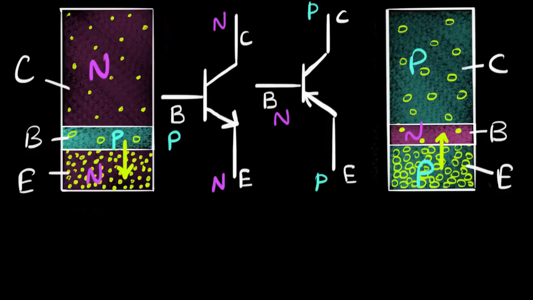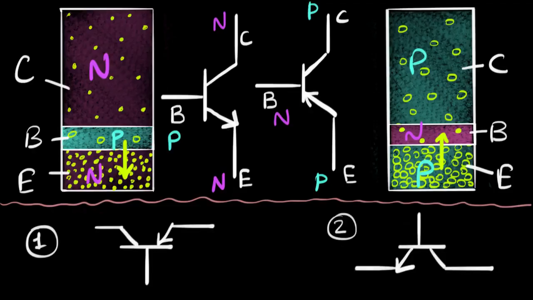All right, let's take a couple of practice examples. So we have two transistor symbols. Just pause the video and see if you can identify whether it's an NPN or a PNP transistor, and whether you can identify which is the emitter, collector, and base. All right, let's do it.